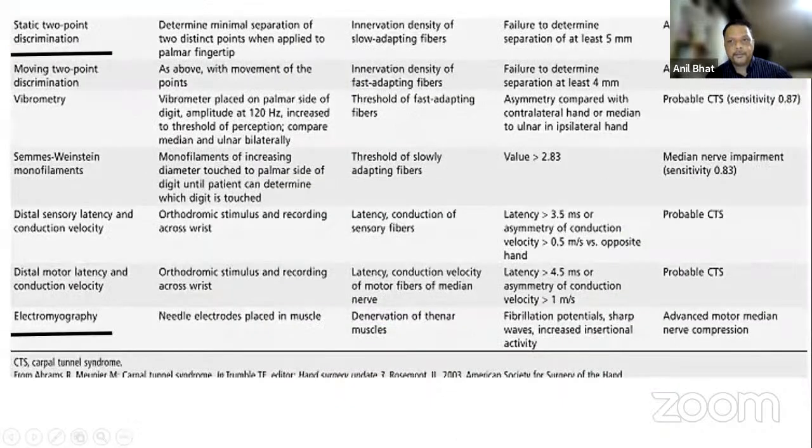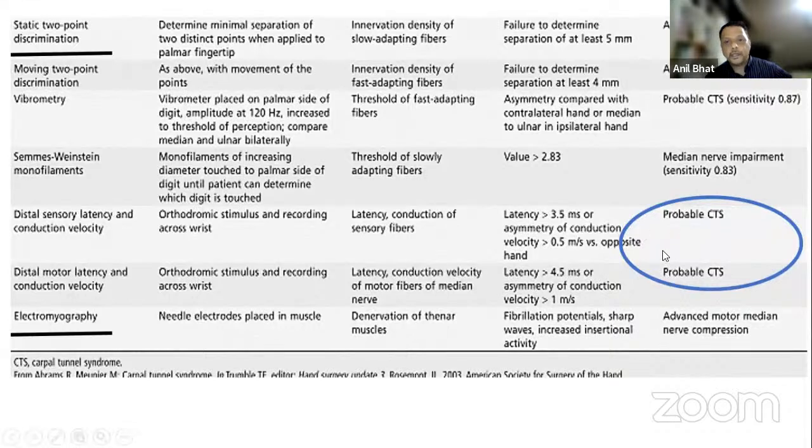Now, if you look at other tests, if there is distal latency, conduction velocity delay, or even motor and sensory latency, it is probable CTS, because the NCV picks up the moderate and the severe ones. The mild ones are not picked up initially because the myelin is still intact. So that's our understanding of this.